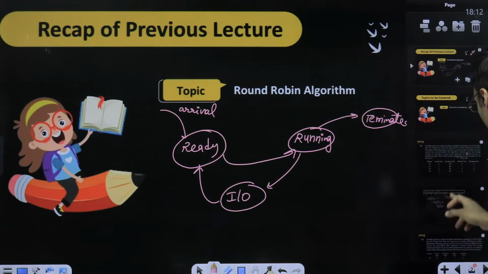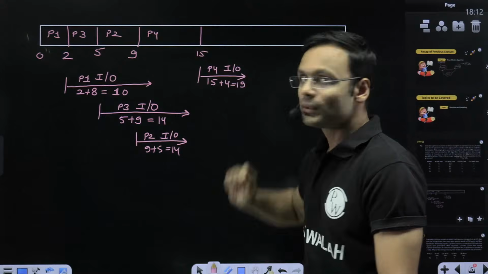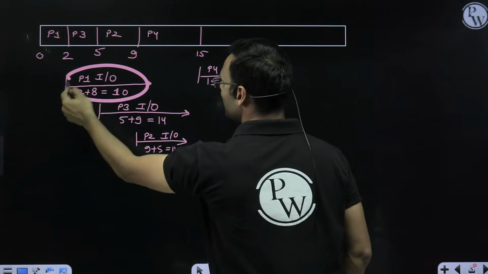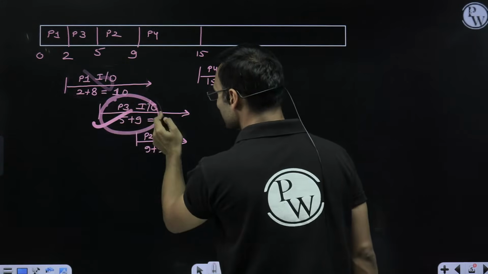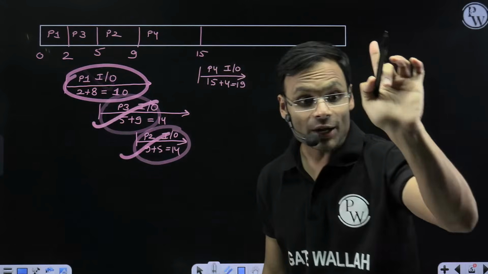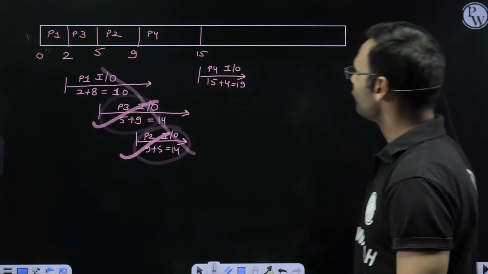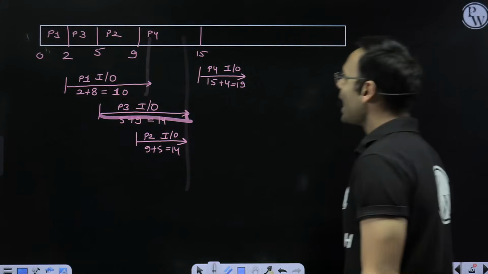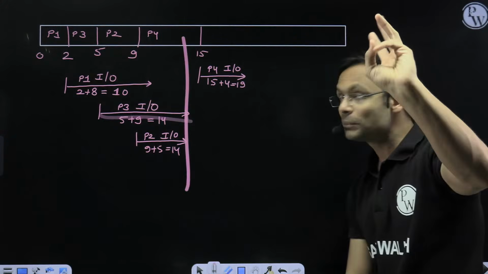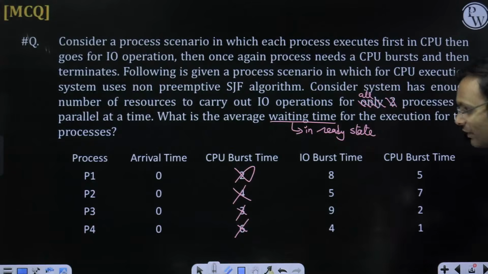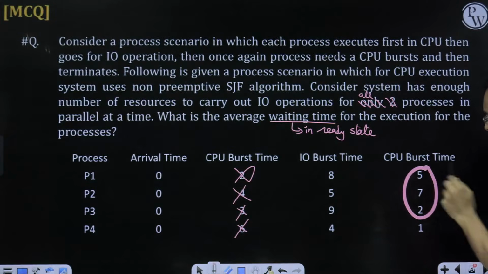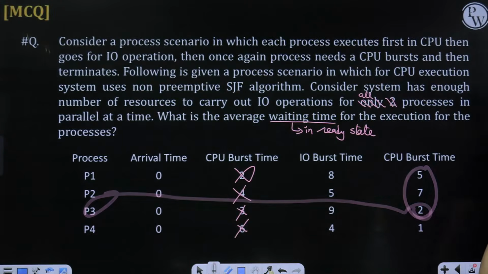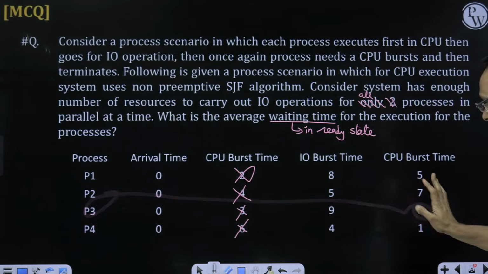Now look at this. When P4 was executing in the CPU from 9 to 15, at that time, P1 completed? Yes. P3 completed? Yes. P2 completed? Yes. What completed? IO. All these IO operations are completed by 15. At 10, P1's IO completed. At 14, P3's and P2's IO completed. So I have only P1, P2 and P3 available. Among these three, P3 currently has the smallest burst time.